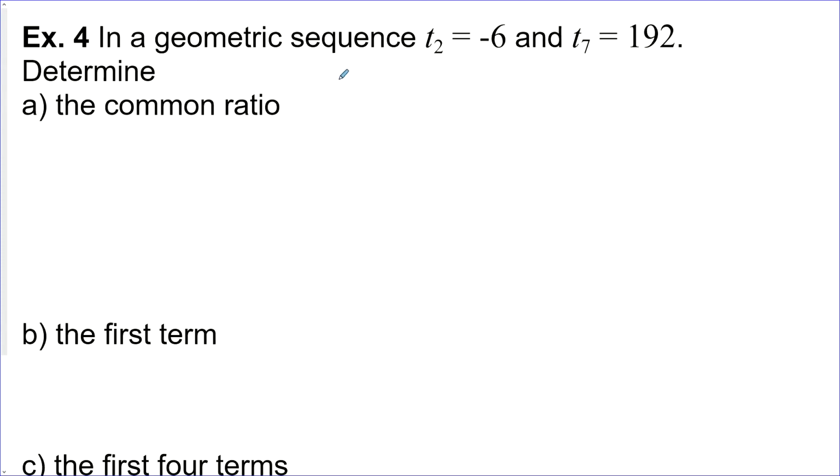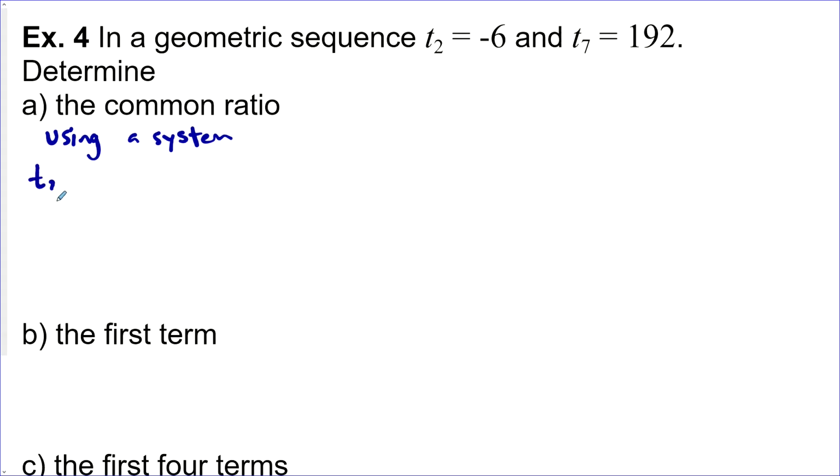In a geometric sequence, T2 is negative 6 and T7 is 192. First thing we want to do is find the common ratio. Now it might be obvious to use a system of equations. So let's do it that way first, even though it might be a bit longer. It might be more obvious to some students.